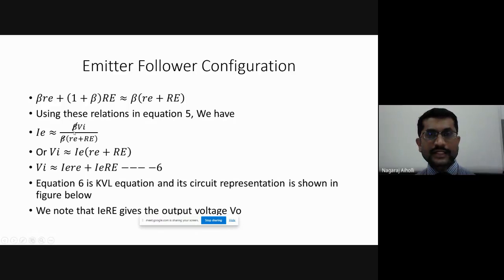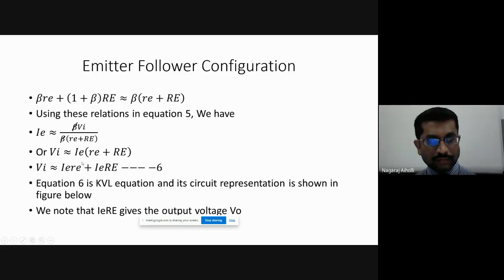Beta and beta will cancel. Yes, beta and beta will cancel. Therefore, we have Vi is equal to Ie into re plus capital Re, or Vi is equal to Ie re plus Ie into capital Re. That is, we have expressed the input voltage in the form of the KVL equation.